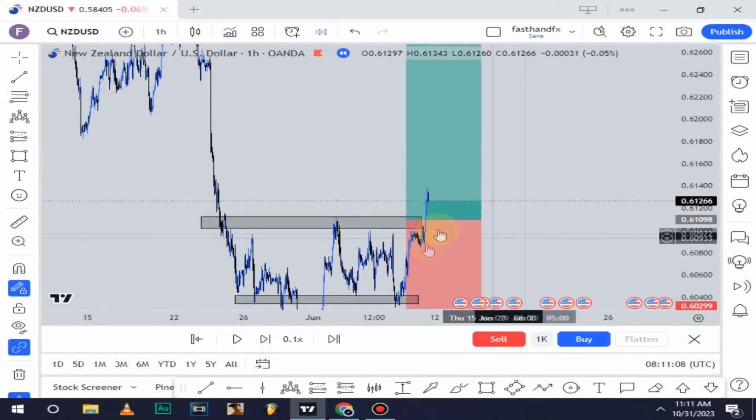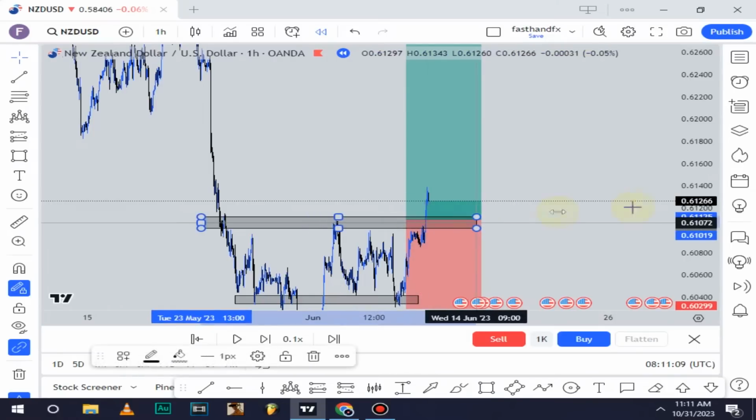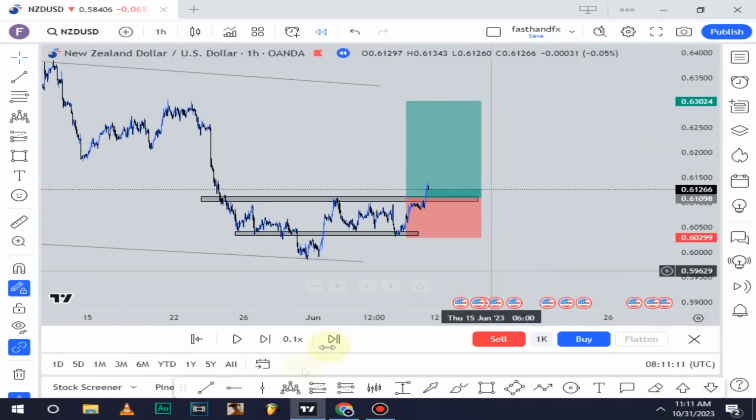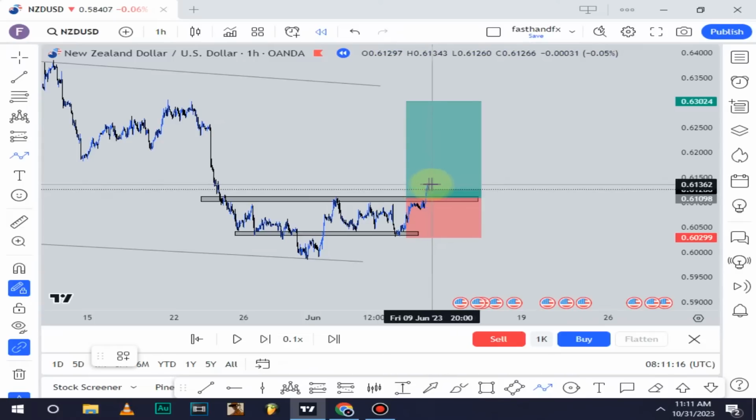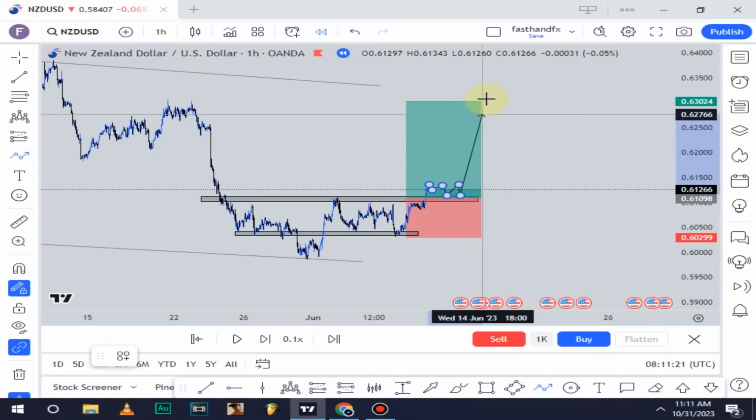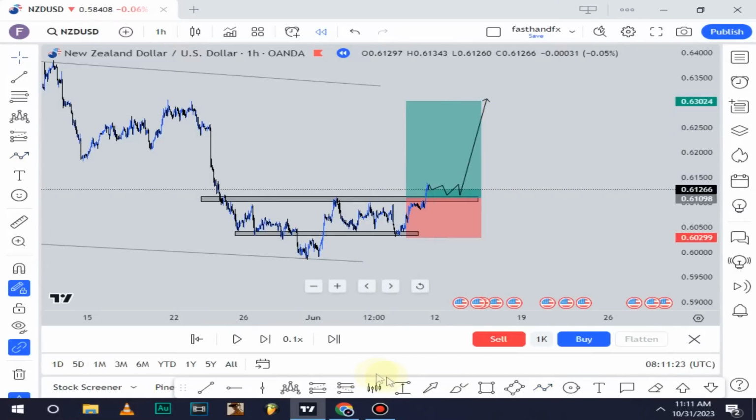Right, so I'm expecting a pullback, probably with some sort of a correction. This is what I'm talking about. I'm expecting the market to do this, come back in a correction type of nature, and if it breaks, that is another sign that we are going up.